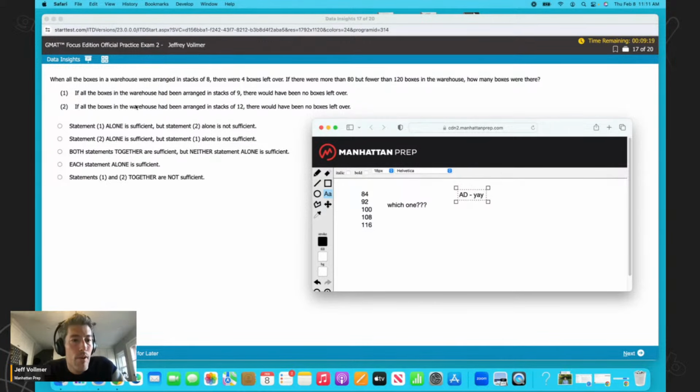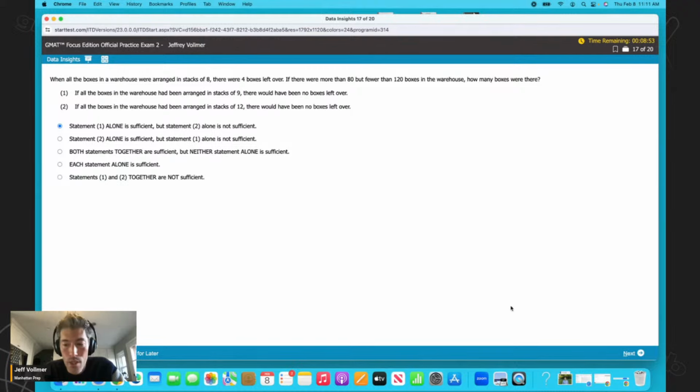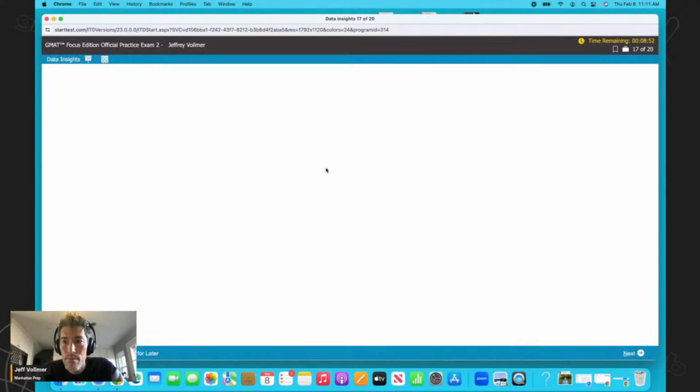And then statement 2, if all the boxes had been arranged in stacks of 12, this also implies that there's a multiple of 12 boxes, but the issue there is I could have 84 and I could have 108, right? Multiples of 4, which all of these are, overlap with every multiple of 12. So 84 is a multiple of 12. The next one would be 96. It's not present. The next one would be 108. So statement 2 is not sufficient. Statement 1 is 108 boxes.